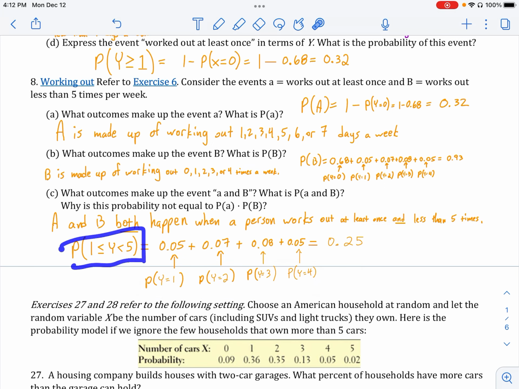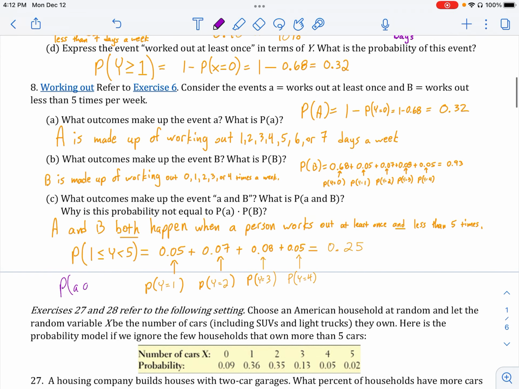Here's notation again. The probability that Y is greater than or equal to 1 and less than 5. This would be like the probability of A and B would be, I guess, another way you might think of it, A and B, like that.